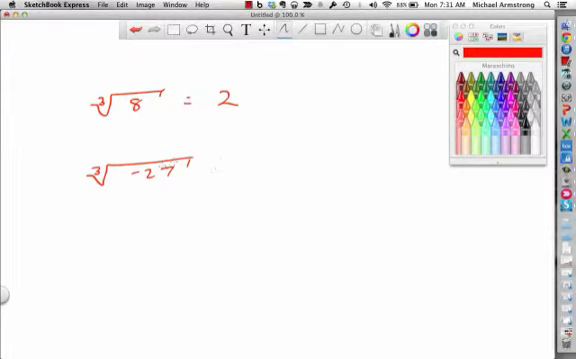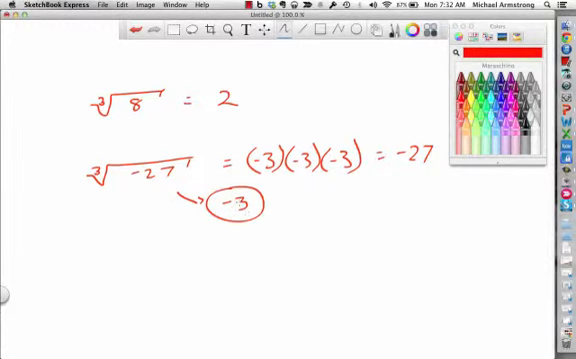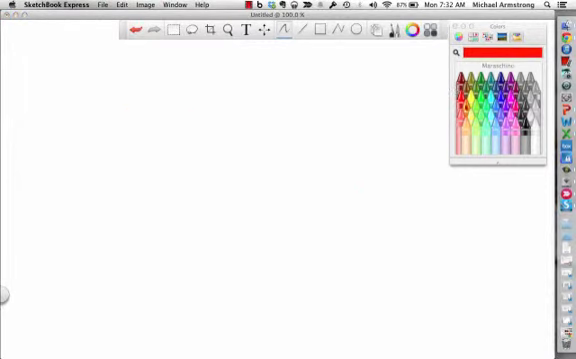because negative 3 times negative 3 times negative 3. Now when we multiply negative 3 times negative 3, we get positive 9. And then we take positive 9 multiplied by negative 3, we get negative 27. So the cube root of negative 27 is negative 3. And that's sort of an interesting thing. Pretty cool, actually.